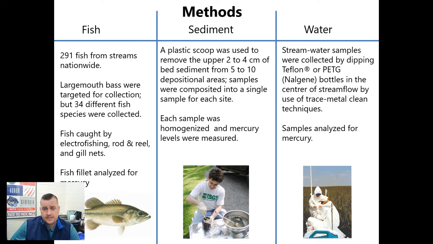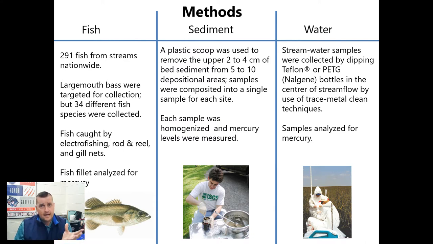When they looked at sediment, they took sediment samples and measured mercury levels in the sediment. When you think about it, the sediment and the water piece are probably the part of that first step in the chain of events with regard to methylmercury production.